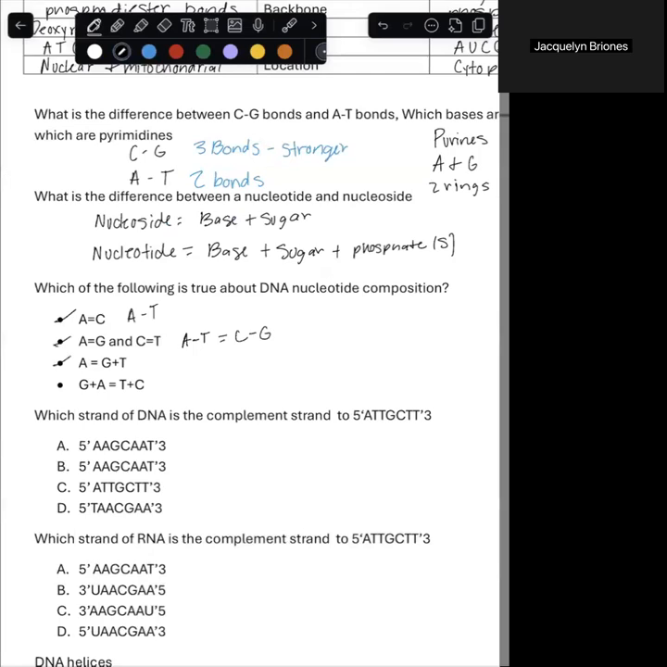And then we have the last one, G plus A equals T plus C, which is right because these are just switched basically. So this is just saying the amount of A is equal to the amount of T, and the amount of G's is equal to the amount of C's, which is true because that's how our base pairing goes. So they have the base pairs on each side, which makes it equal. So that is our answer.